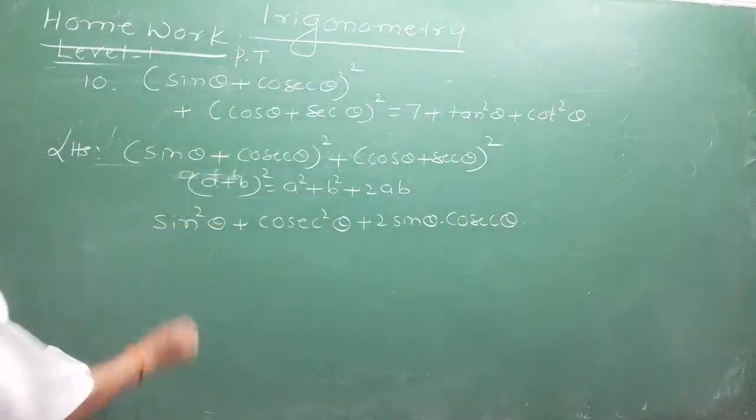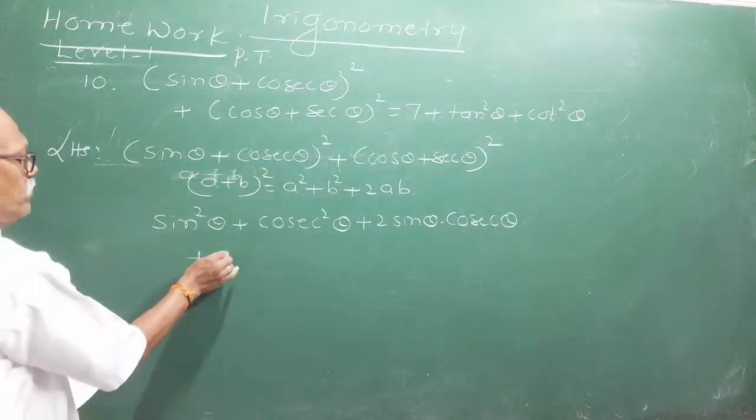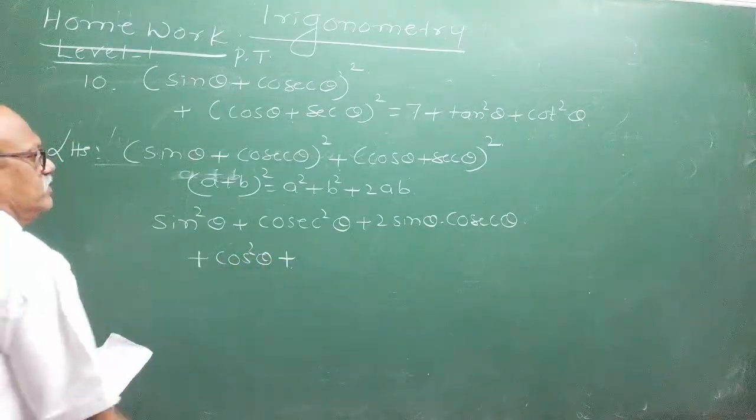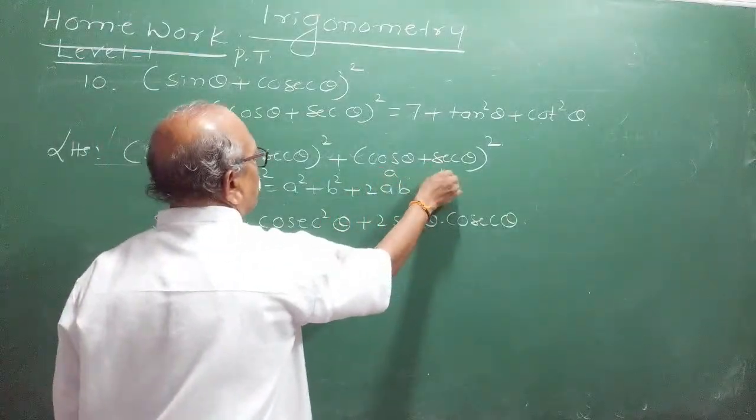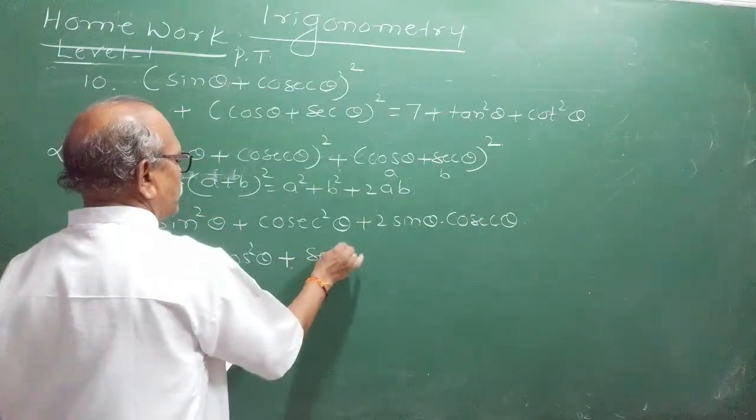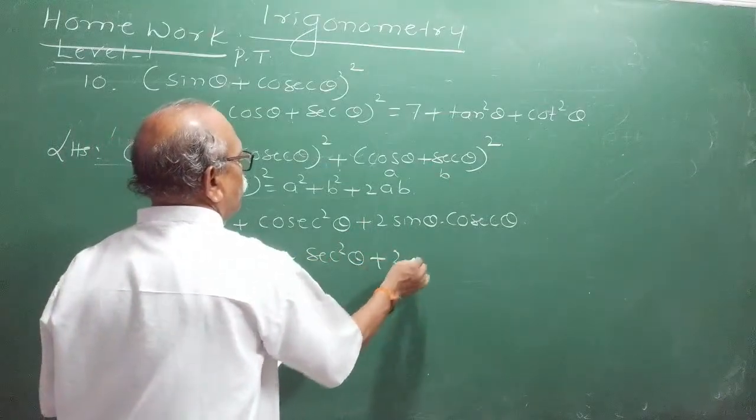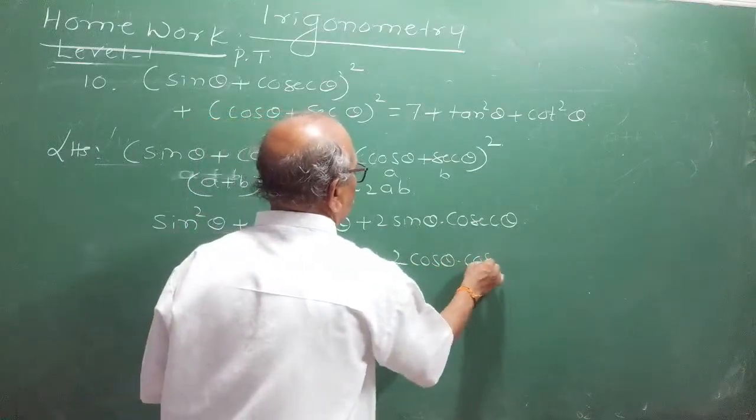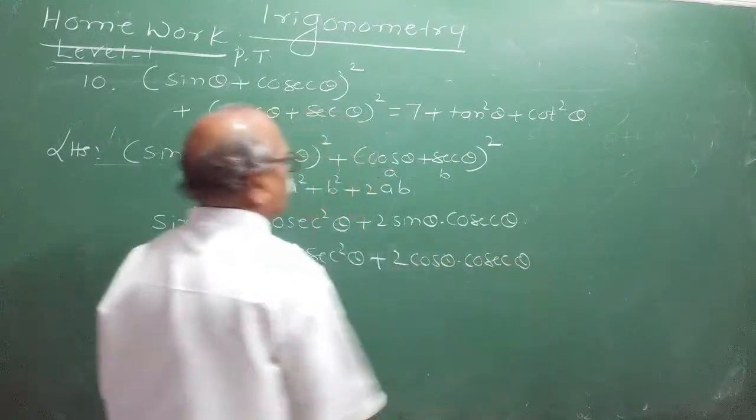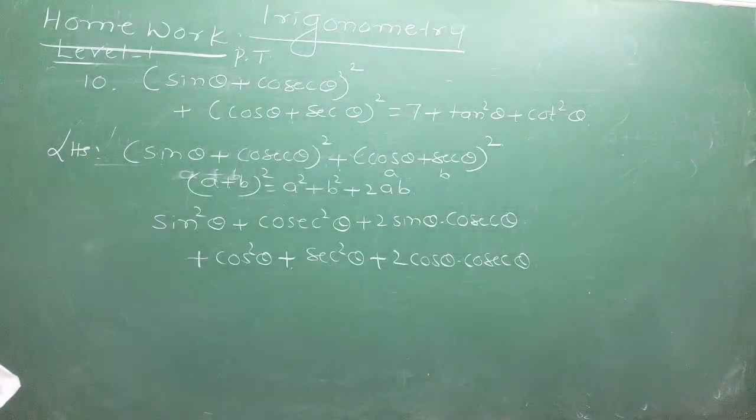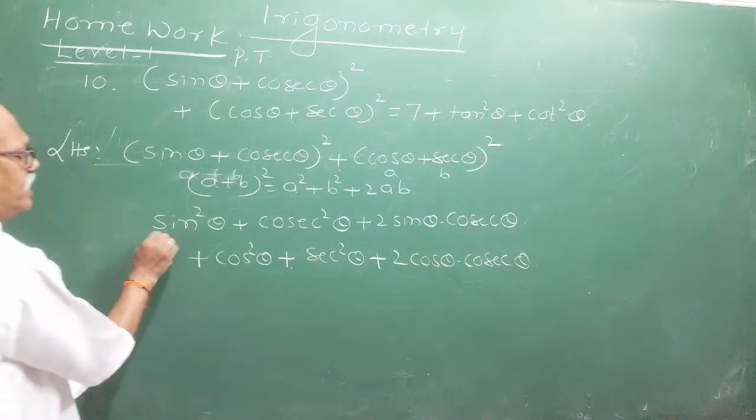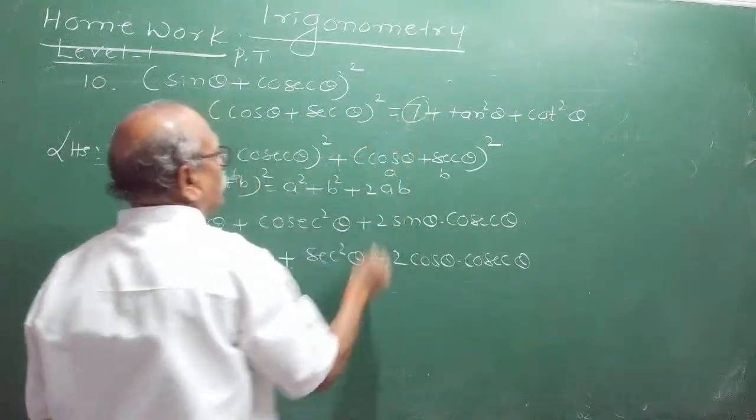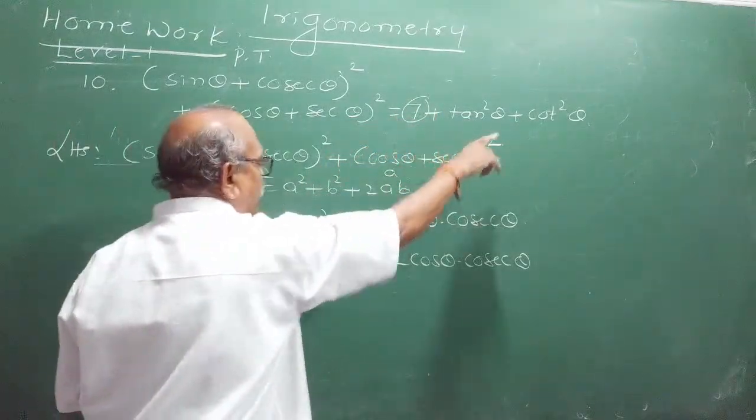Continue similarly. Plus you have cos square theta plus sec square theta plus 2 times cos theta into cosec theta. This is a 2 to 3 marks question. Simple. Now collect those identities which will give the number. Your number must be 7. Then all terms should be in tan and cot.